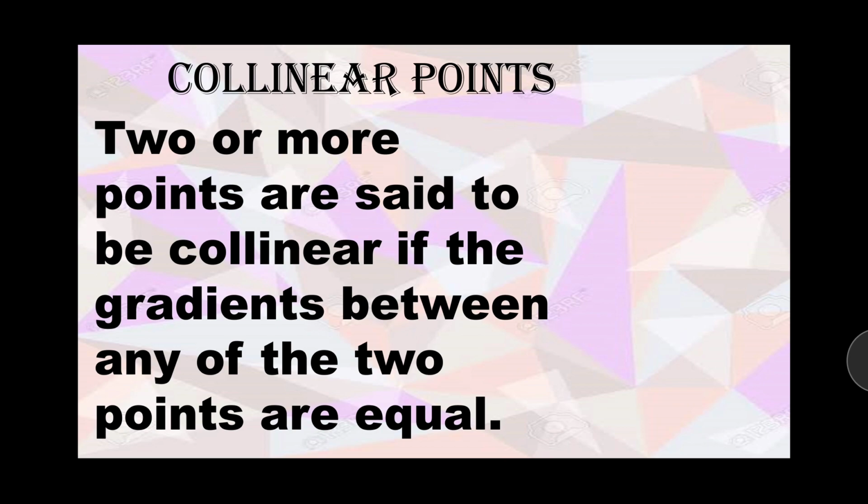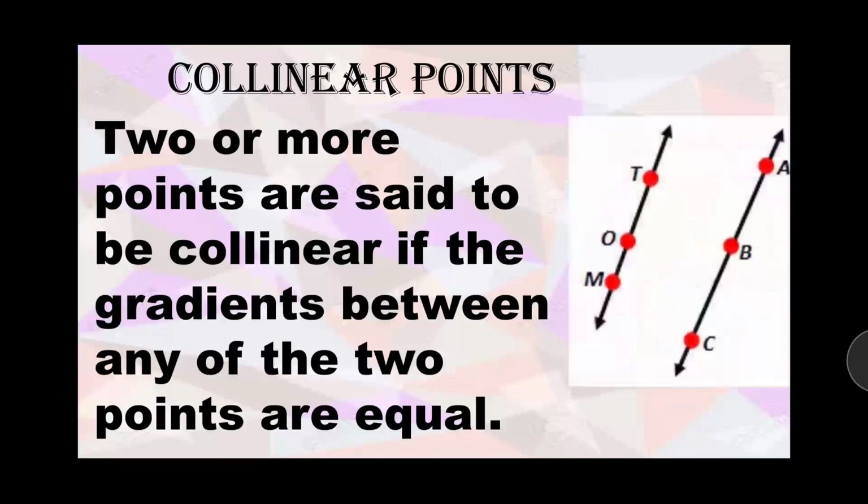And how do we know that points fall on the same straight line? When their gradients are equal. When we pick any 2 points and we find the gradient, and we pick any other 2 points and the gradients are equal, then we know that those points in question are collinear. So the red dots on this line are exactly showing us that those points are collinear because they lie on the same straight line.